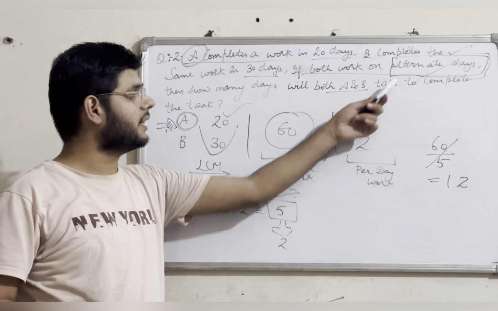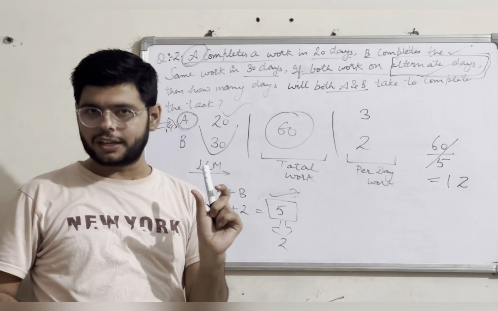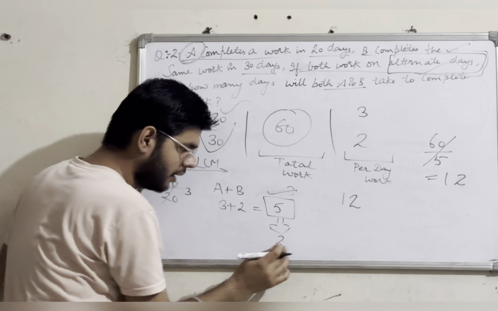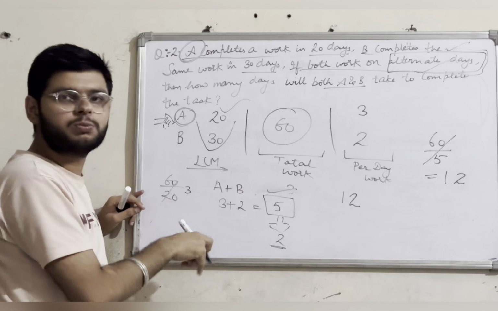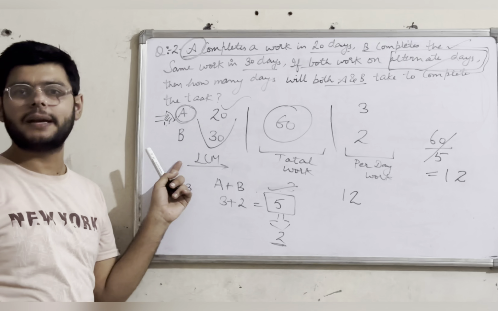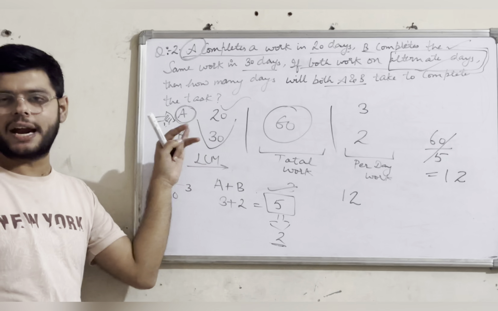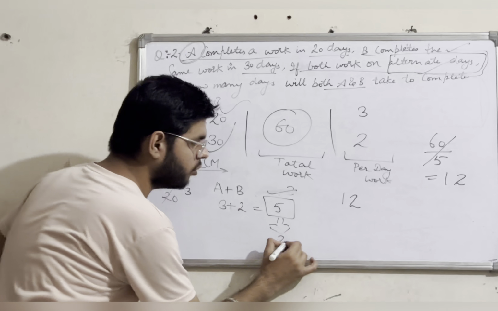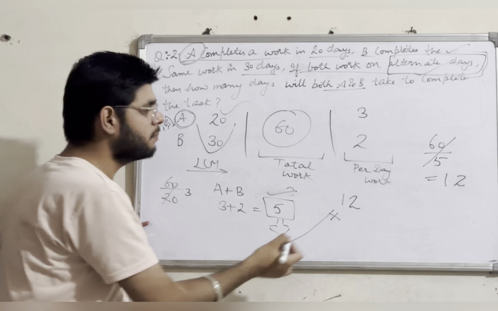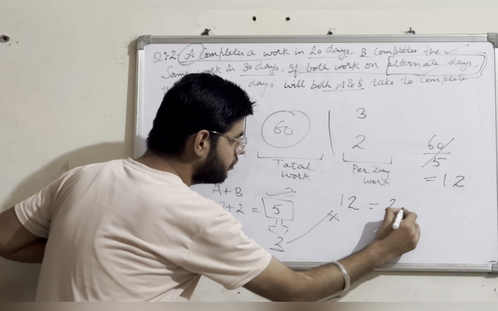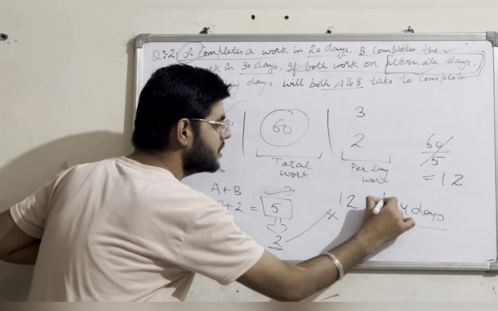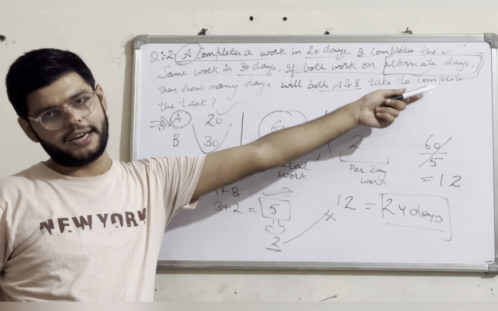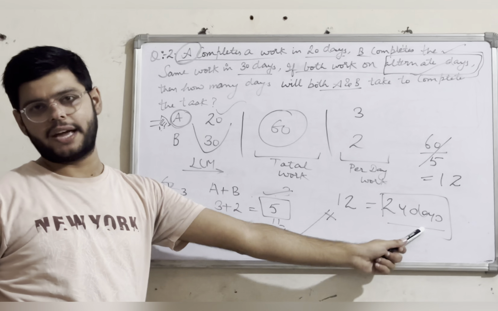But the ask is that they are working on alternate days. So for the final conclusion, what is the outcome of the 12? We write the 2 here because both are working on alternate days. If 3 people were there, we would consider the value as 3. If 4 were there, we would consider the value as 4. So in the end, to get the answer, we multiply these two numbers. If I multiply 12 by 2, we get 24 days, which is the answer to this question. So A and B, working on alternate days, will take 24 days to complete the whole task.